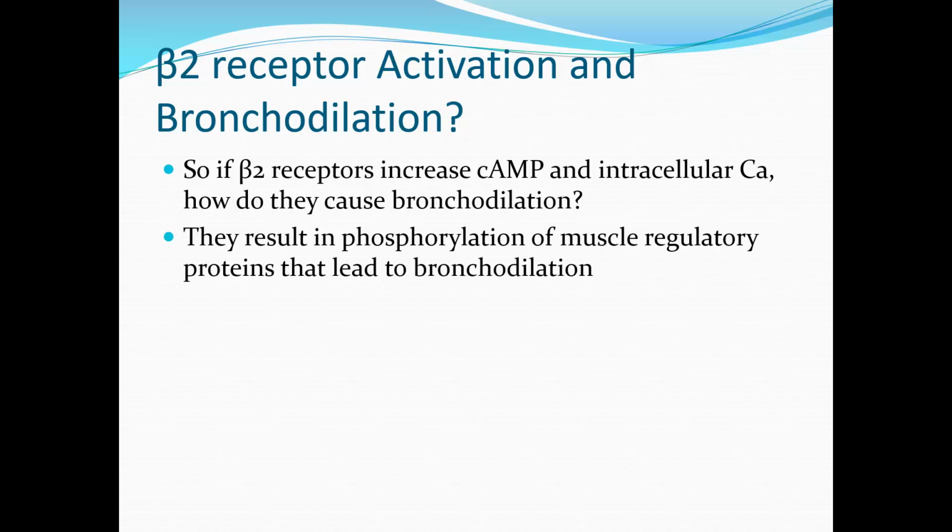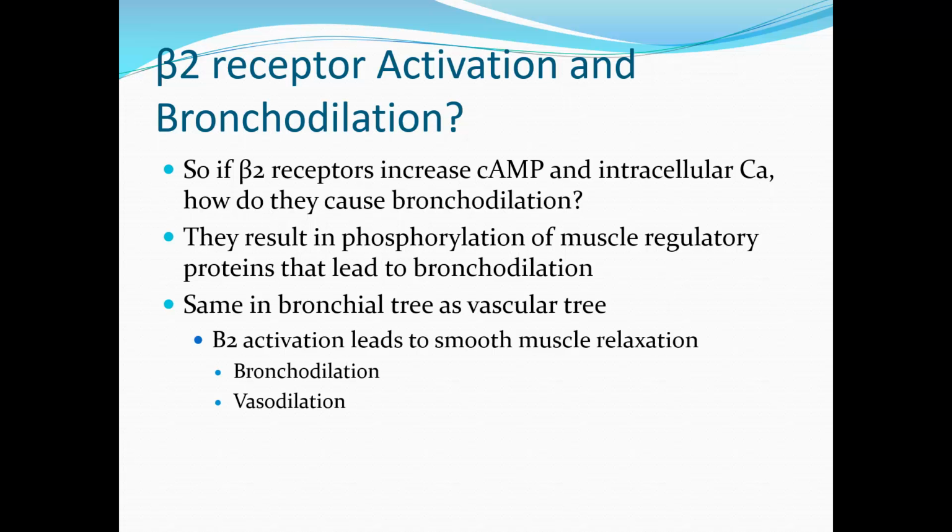When you get activation of the beta 2 receptor in the bronchial smooth muscle, it results in phosphorylation of the muscle regulatory proteins that lead to bronchodilation. Same in the vascular tree: when you activate beta 2 in the smooth muscle of the vascular tree, you get vasodilation.